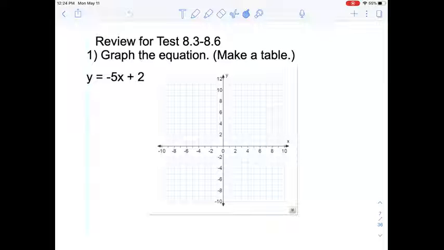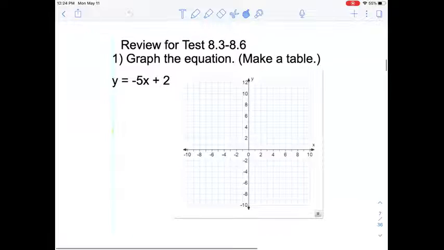This is a review for the Chapter 8 test, which is really just 8.3 to 8.6. My advice to you would be to take notes throughout this review and use those on your test. So number 1 says to graph the equation, and we're going to do that by making a table.